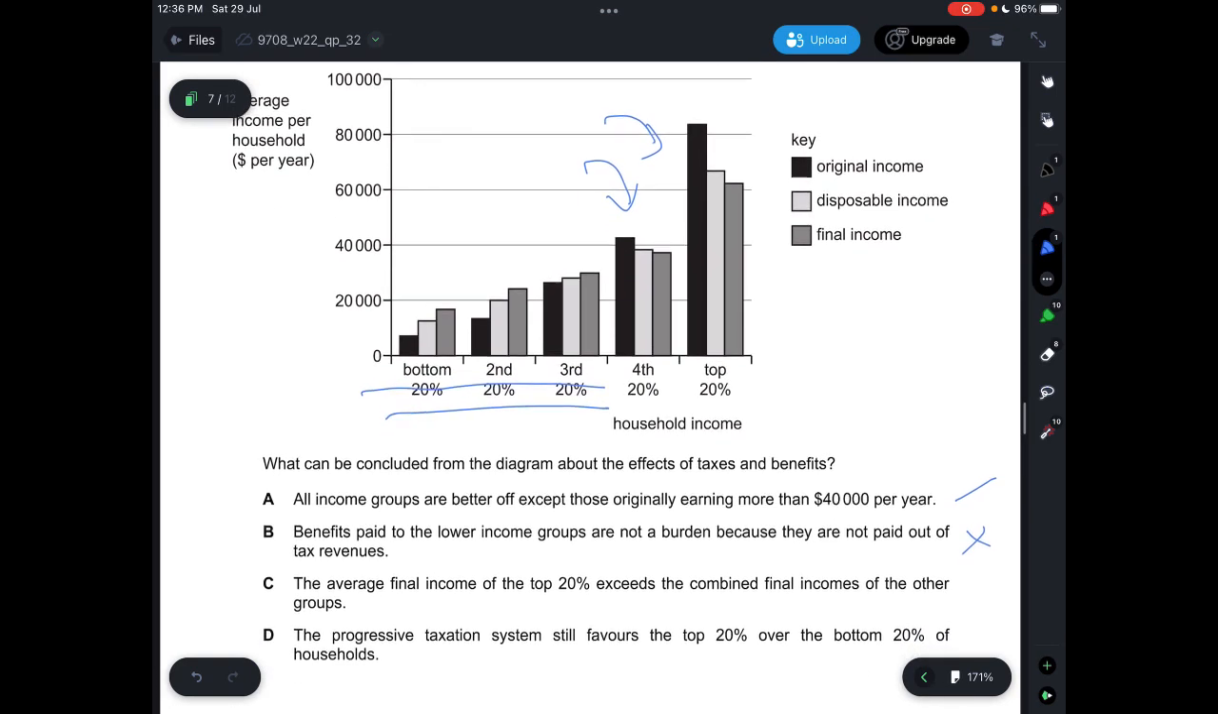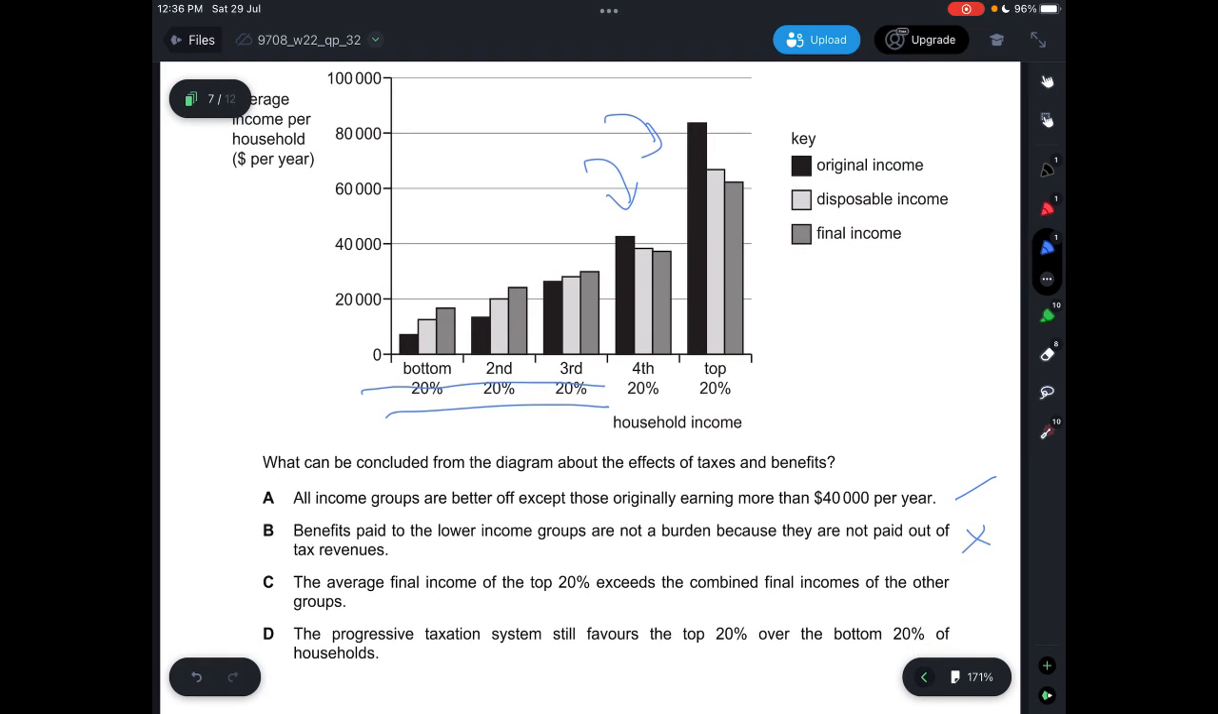And C, the average final income of the top 20% exceeds the combined final incomes of the other groups. So the average final income of the top 20%, which is this one, exceeds the combined final income. So this is 62,000. Let's take this one and then we add this one. It's already more than 60,000. So this is incorrect.